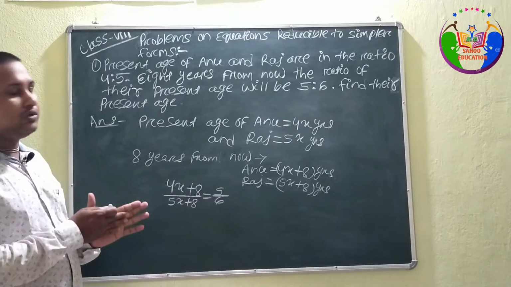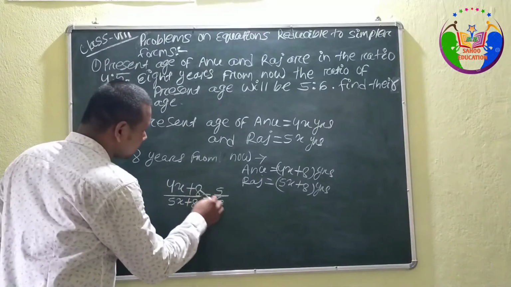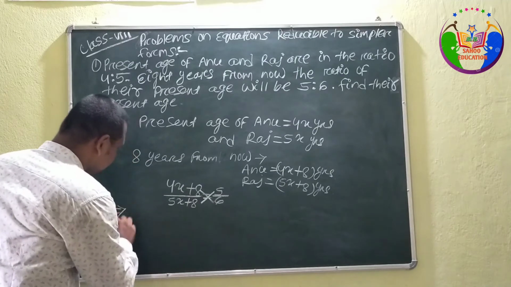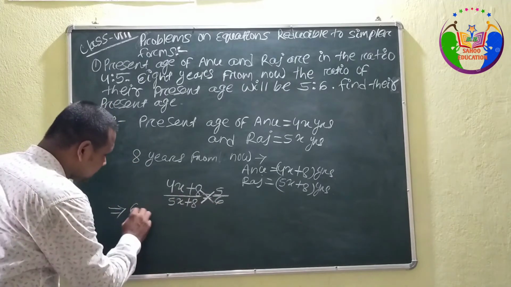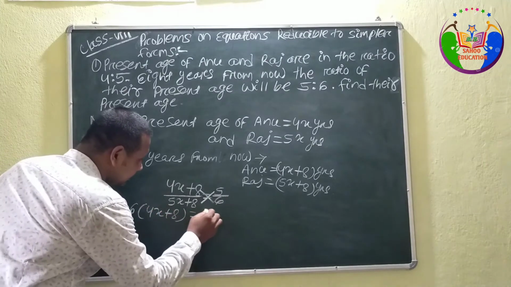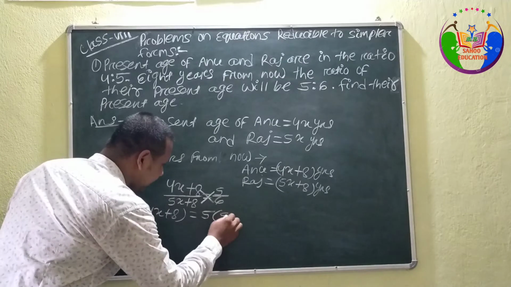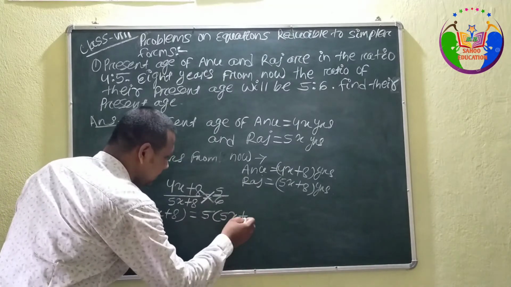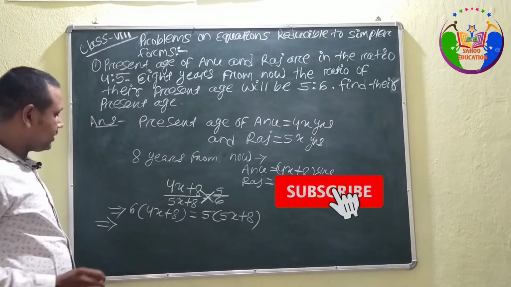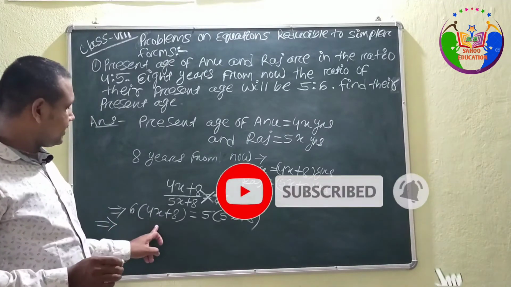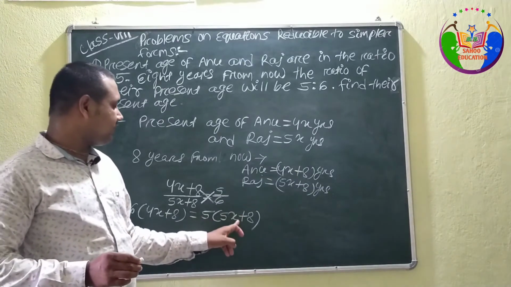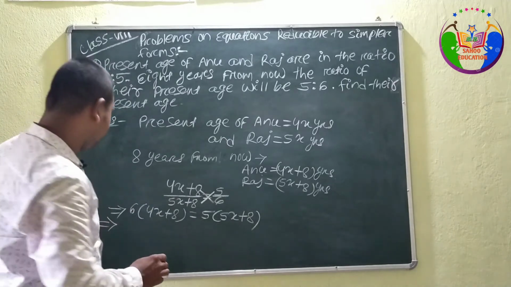Now this is in complex form. We'll simplify to simplest form by cross multiplying. So we'll cross multiply. So 6 will multiply with the 4x plus 8 and 5 will multiply with the 5x plus 8. Next step, we multiply 6 with 4x as well as with 8. Similarly, 5 will multiply with 5x as well as with 8.